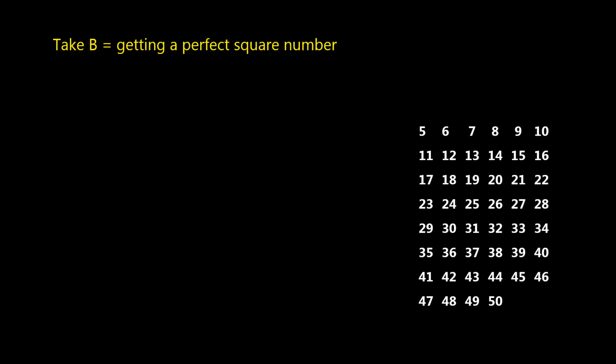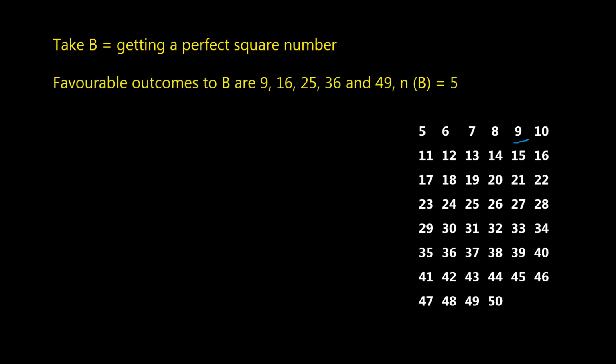Now take B is equal to getting a perfect square number. You have to identify favorable outcomes to B from the sample space. Here the perfect square numbers are: 9 is a perfect square number because we can write 9 as 3 square. The next perfect square number is 16, as we can write it as 4 square. The next one is 25, as it is 5 square. Next we have 36, as it can be written as 6 square, that's why it is also a perfect square number.